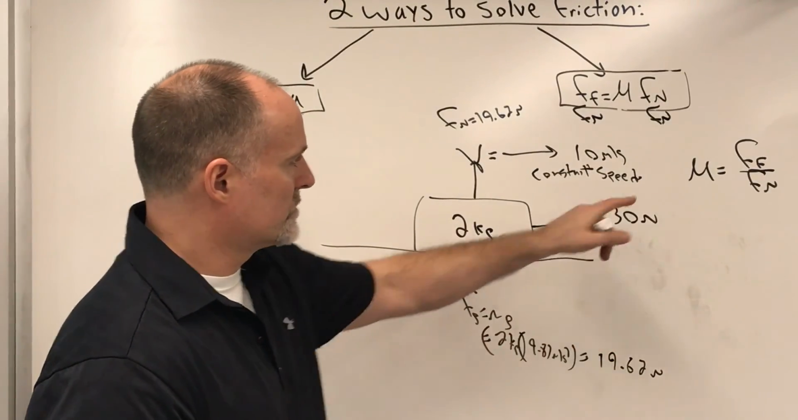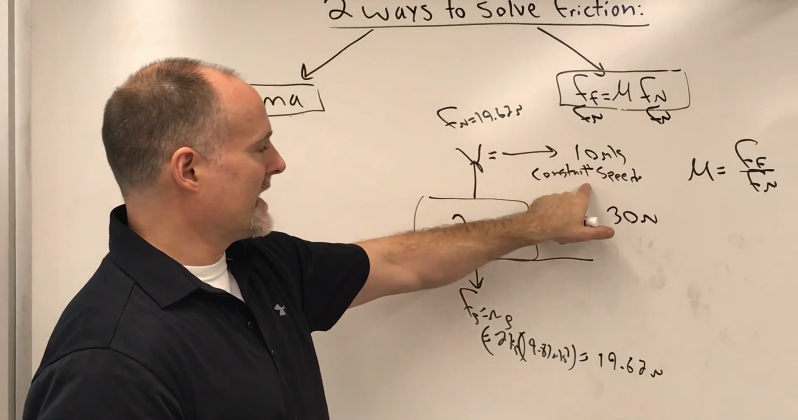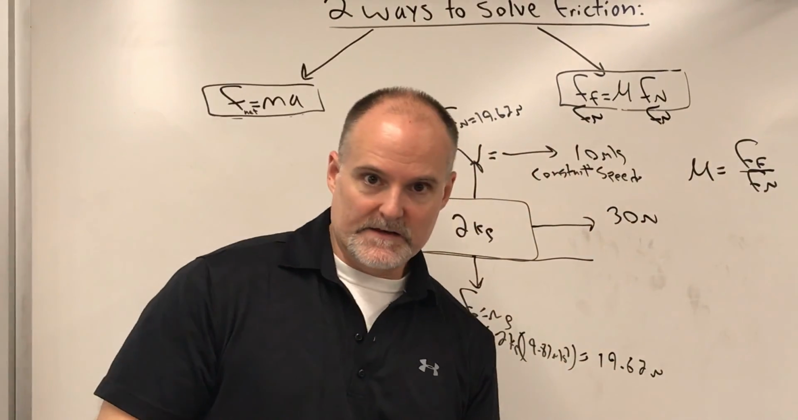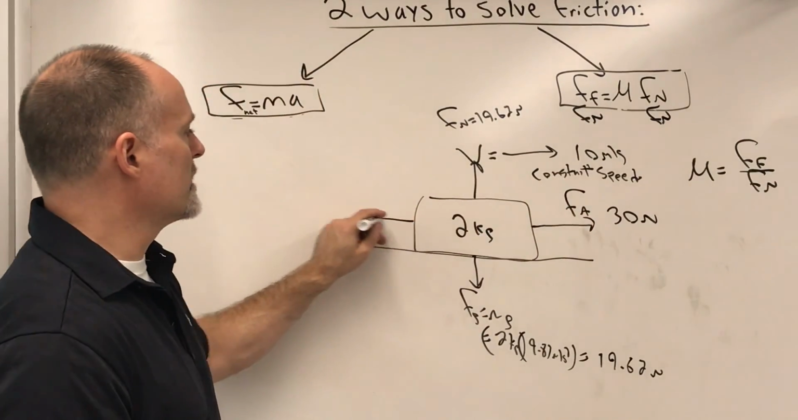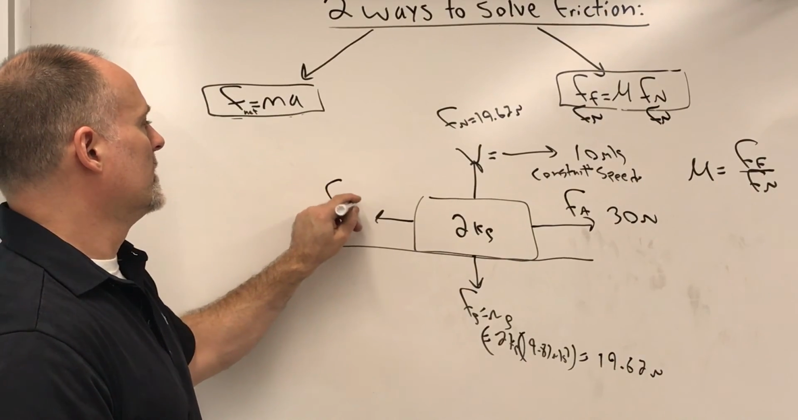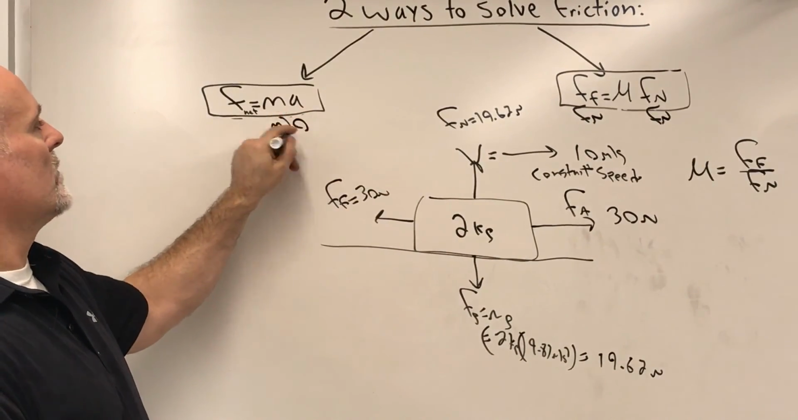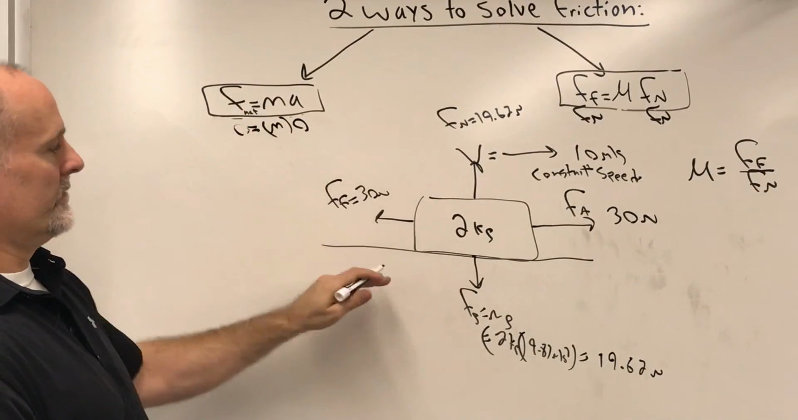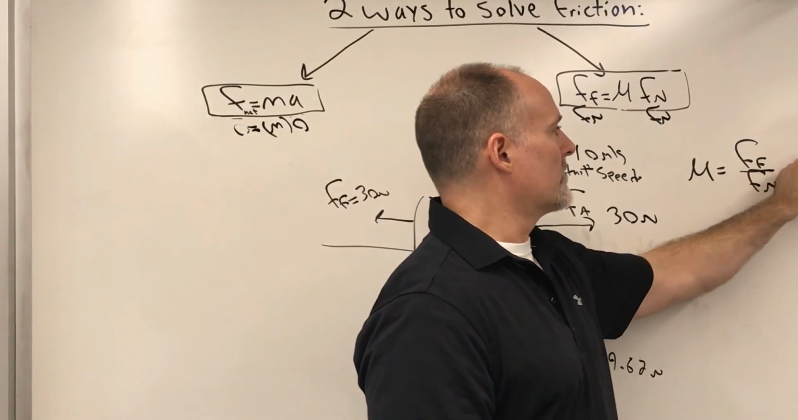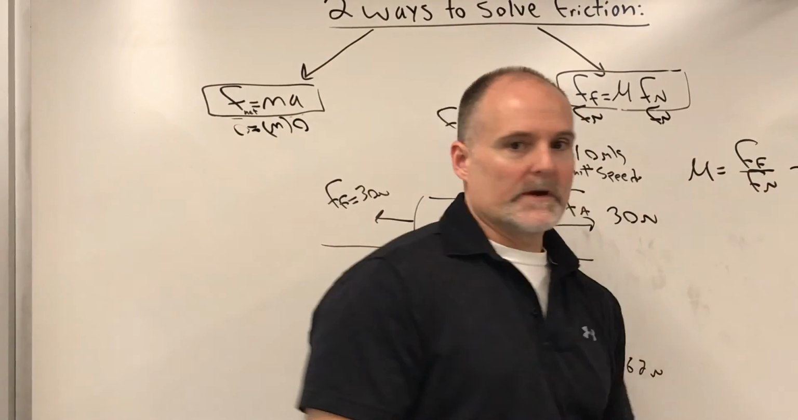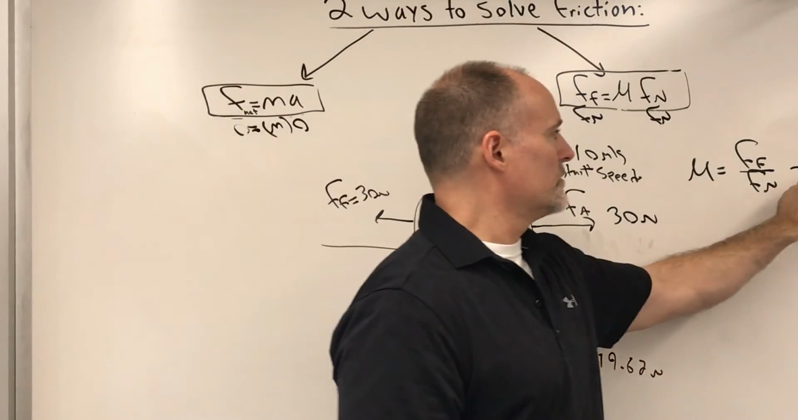Well, to get your coefficient, you need your friction, which we know now. It's moving at a constant speed. F net is 0. So our applied force is 30. So our friction must be 30. Right? We're using Newton's second law. The acceleration is 0. So therefore F net is 0. Okay? Now that we know our friction is 30, we're going to plug it in here, 30 newtons. Now we need to get our normal force, which we already know is 19.62.